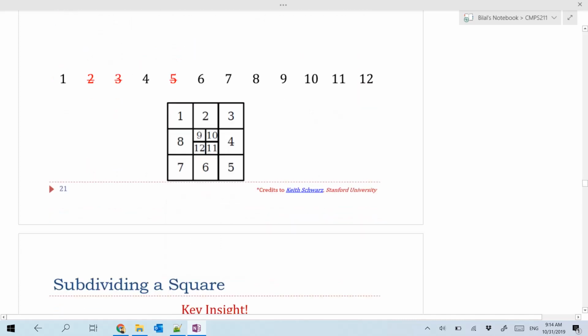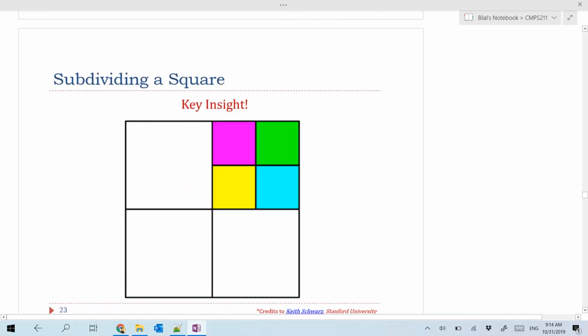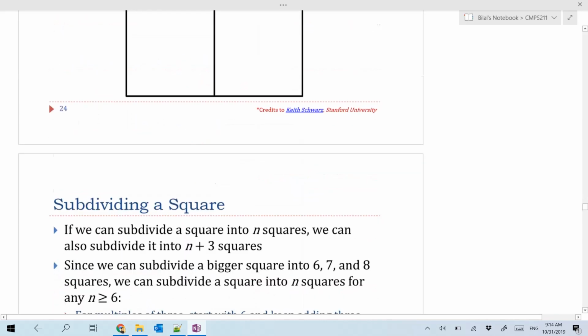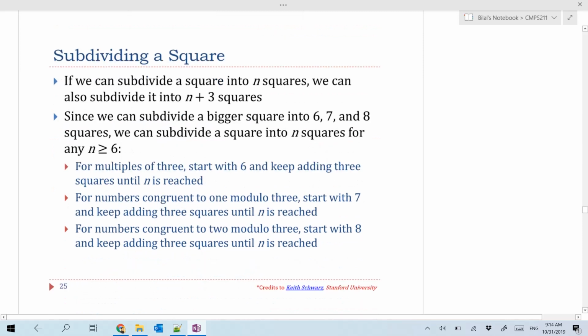So the key insight once again is what I just told you. We are subtracting 1 and adding 4, so as if you were adding 3 all the time. And this is why you need to prove your case for 3 base cases. Since we can subdivide a bigger square into 6, 7, or 8 squares, then we can subdivide the square into n squares for any n greater than or equal to 6. And for the special cases of 1 and 4. So this is the conjecture, this is what we want to prove: that we can divide a square into any number of squares that is greater than or equal to 6. But the base cases would be 6, 7, and 8.